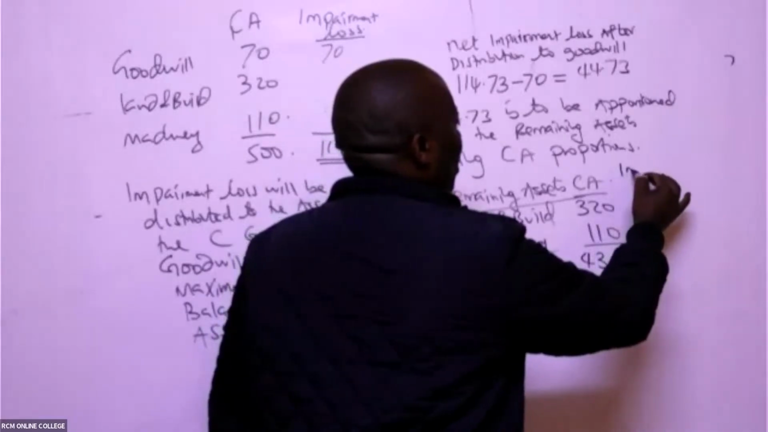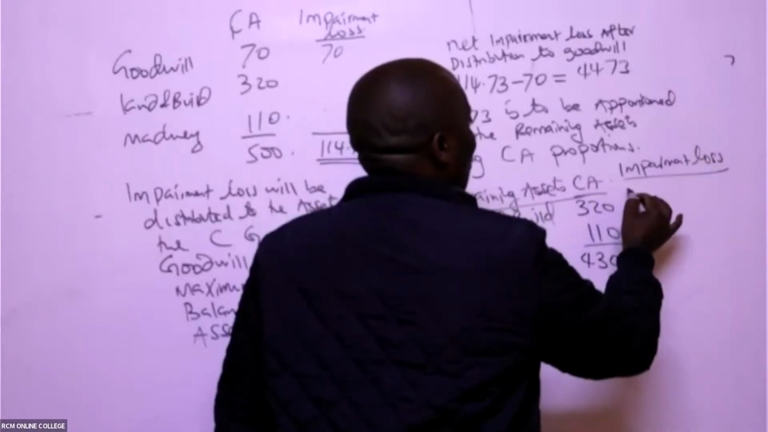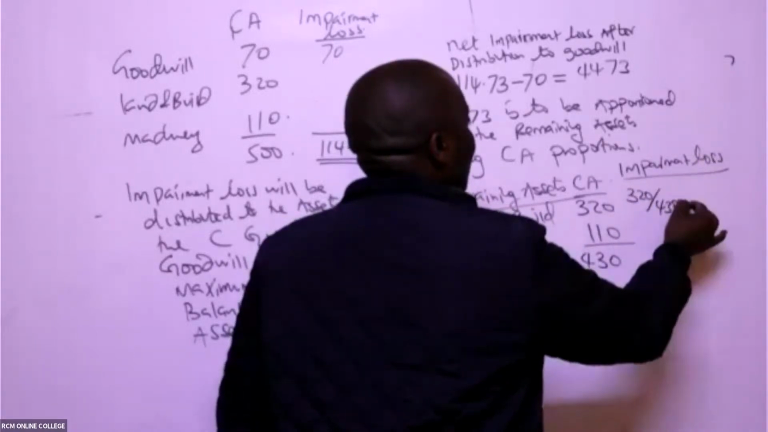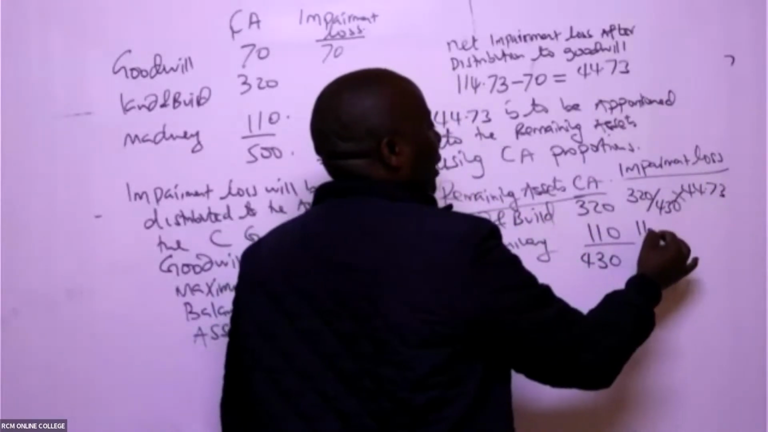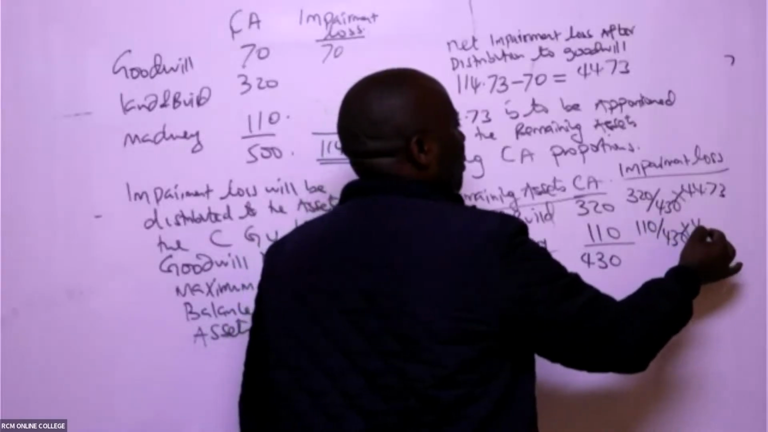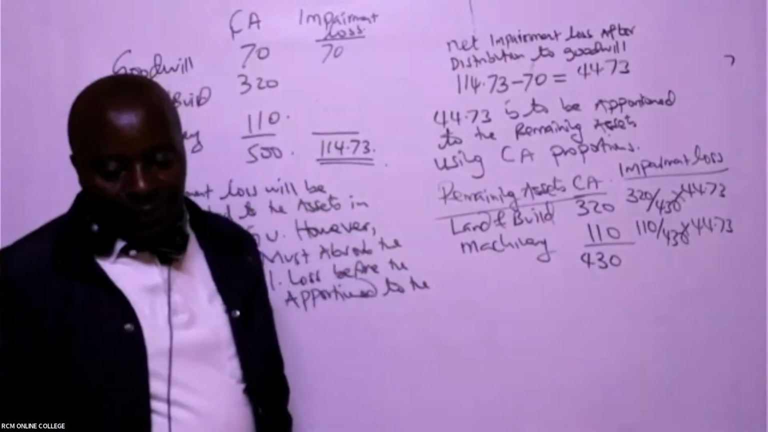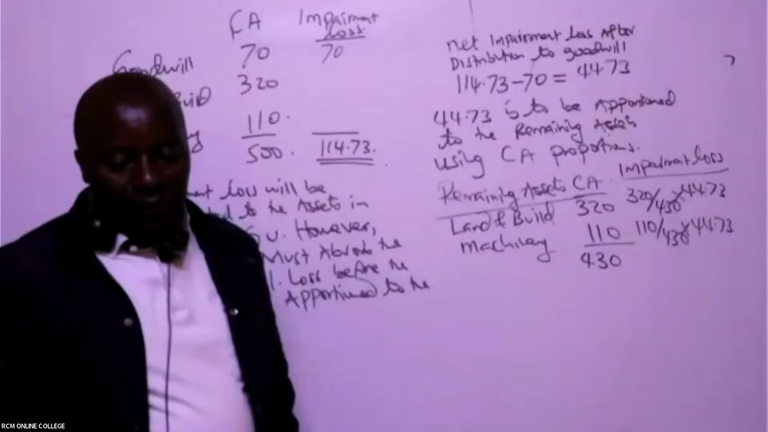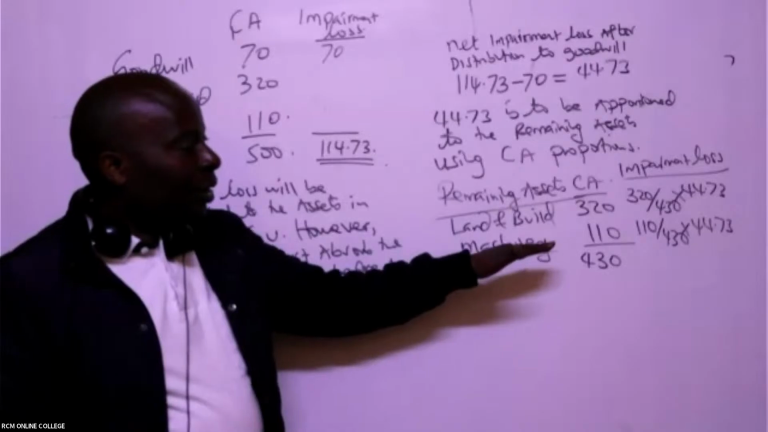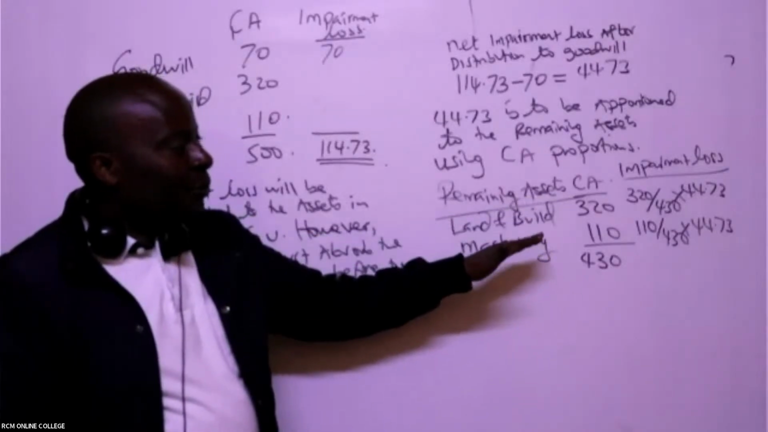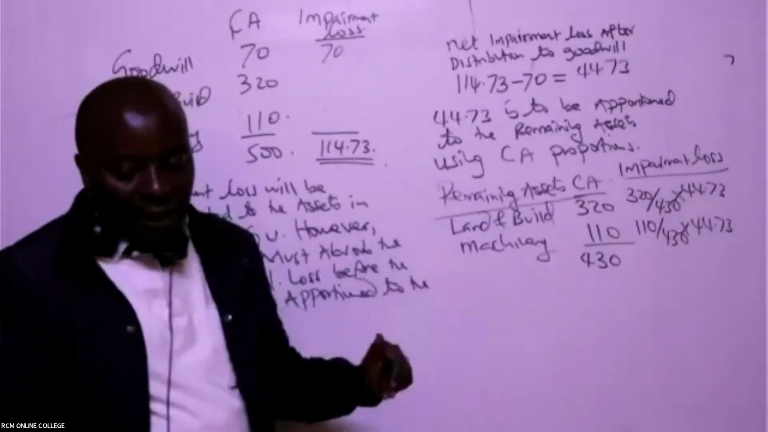So meaning that the impairment loss will be 320 over 430 times this remaining, and this will be 110 over 430 times the remaining. So basically, the remaining carrying amounts get fractions, proportions. So 320 over 430 times that, 110 over 430 times that.